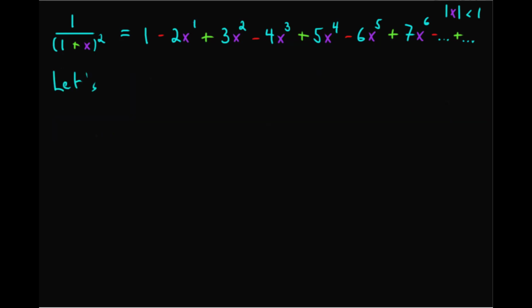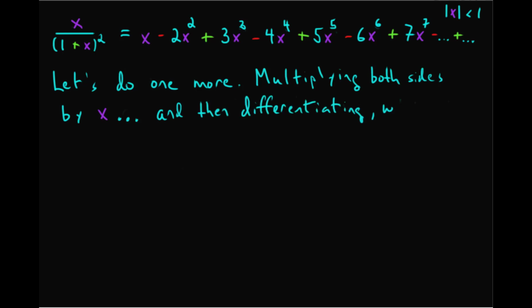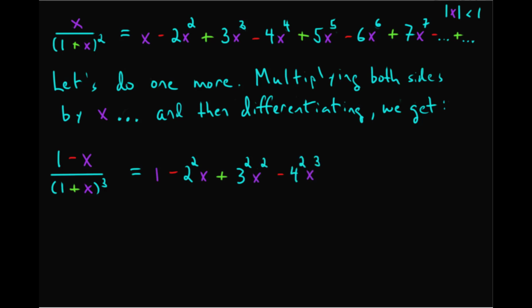Well, let's carry out this procedure one more time. If we multiply both sides by x and then differentiate, again, this doesn't change the interval of convergence. There are theorems of analysis that prove that fact. Then we have that the function 1 minus x all over the quantity 1 plus x cubed equals 1 minus 2 squared times x plus 3 squared times x squared minus 4 squared times x cubed plus 5 squared times x to the fourth minus 6 squared times x to the fifth plus, minus, and so on.